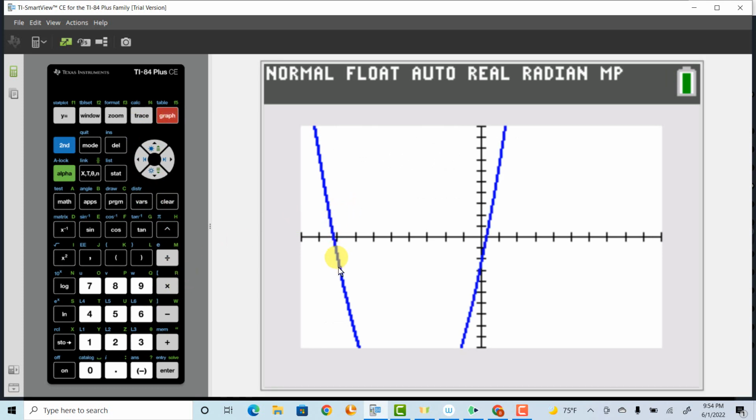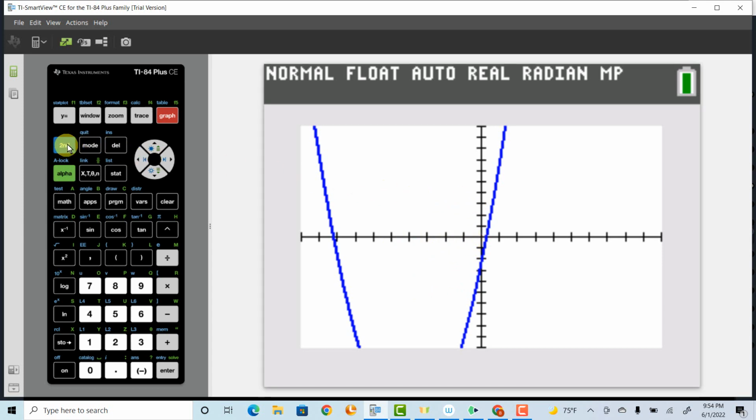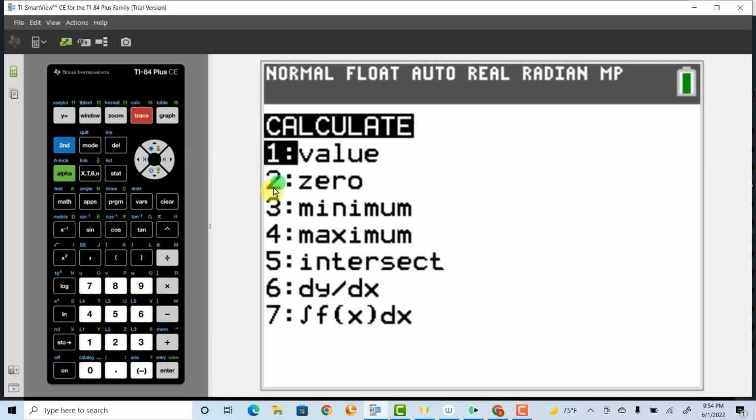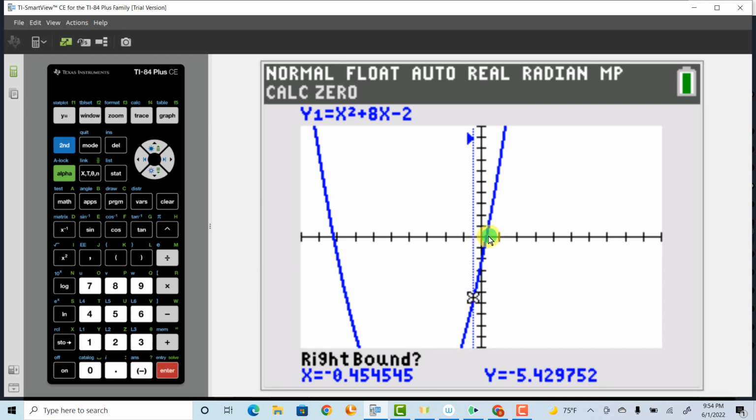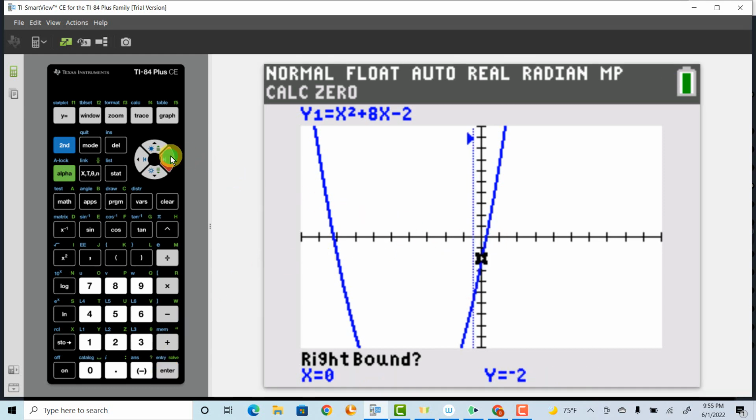Okay, now I can't see the bottom of this parabola, but it doesn't matter. If I'm looking for the solution, I'm looking to see where it's crossing the x-axis. So I'm looking for these 2 points. So what do we do? Calculate 0. So I need to go to the left of that point. So I'm just going to move it a little bit to the left and press enter. And then I need to go to the right of that point and press enter. And then it's asking for a guess.